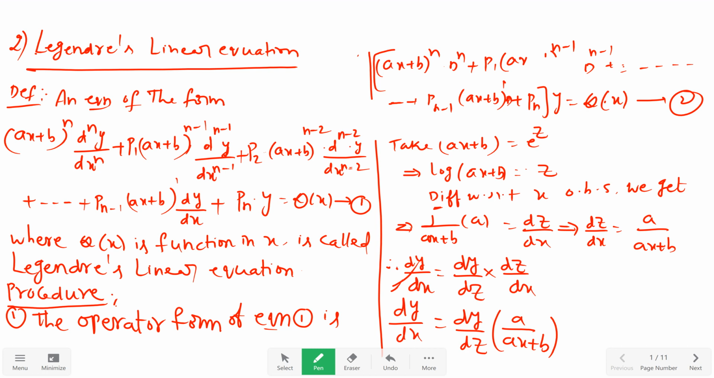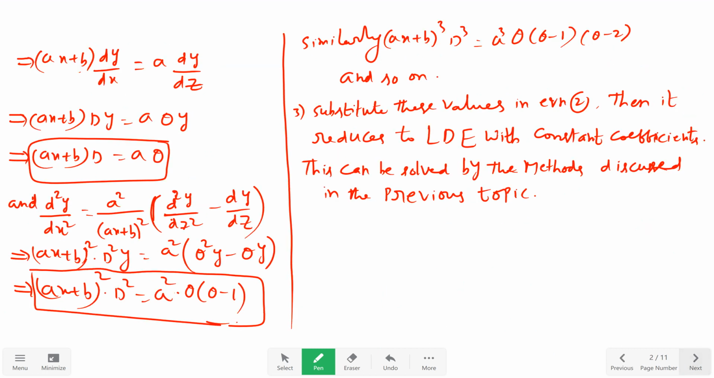Now we can find the dy by dx value. Dy by dx can be written as dy by dz into dz by dx. So that implies dy by dx is equal to dy by dz into, now we already found the dz by dx value. Substituting dz by dx, which is a by (ax plus b), dy by dx is equal to dy by dz into a by (ax plus b). Now we take the cross multiplication on both sides, then we get (ax plus b) into dy by dx is equal to a into dy by dz.